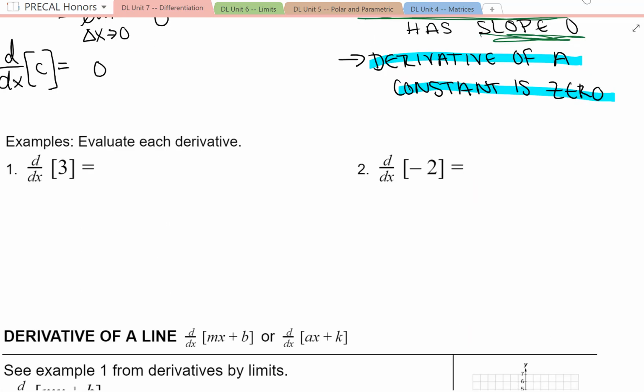Use this to find the derivative of 3. 3 is a constant, just a number. So the derivative is 0. What is the derivative with respect to x of negative 2? Also 0. The derivative of a constant is 0.